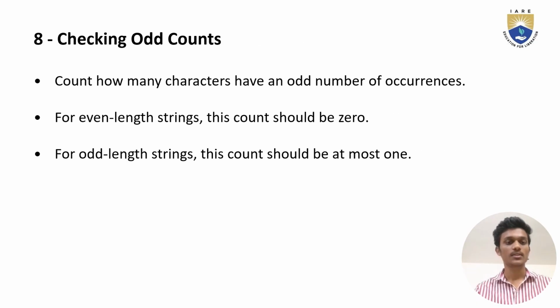Checking odd counts. Count how many characters have an odd number of occurrences. For even length strings, this count should be 0. For odd length strings, this count should be at most 1.